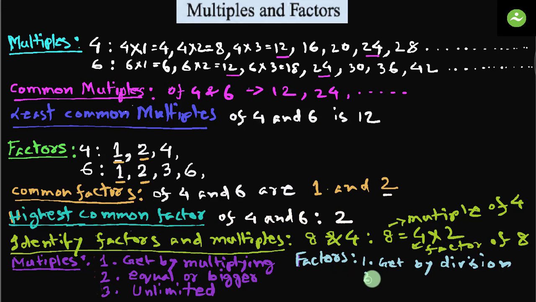Number 2, it is equal or smaller. For example, 1 is smaller than 4, 2 is smaller than 4, 4 is equal to 4. So it is either equal or smaller than the number. So we can write equal or smaller.